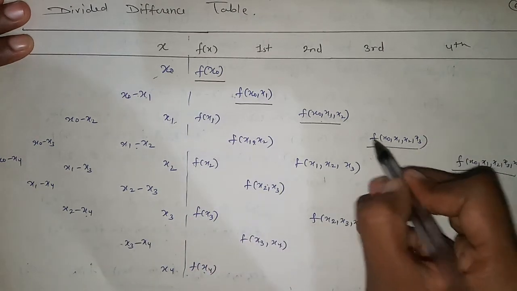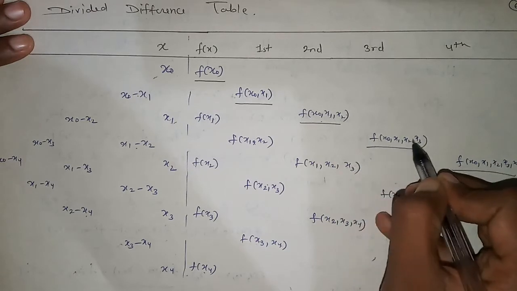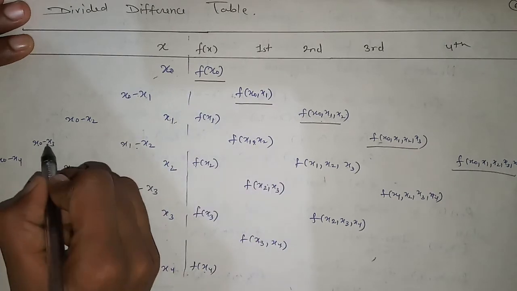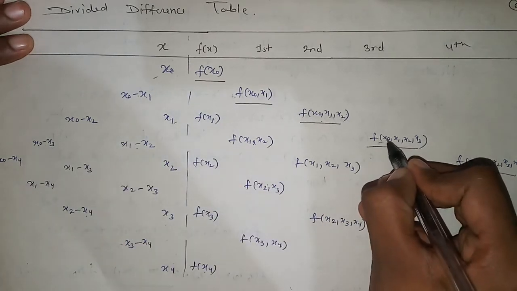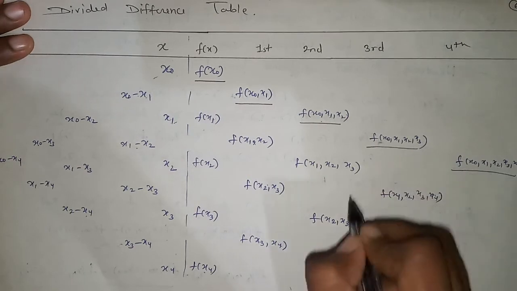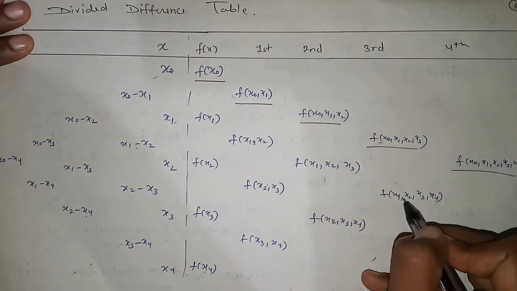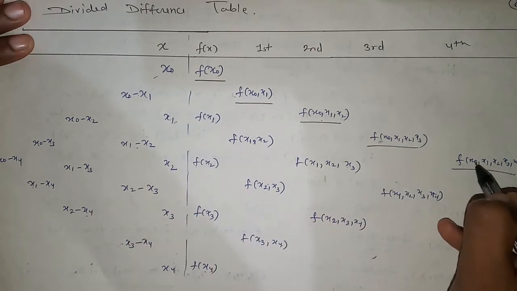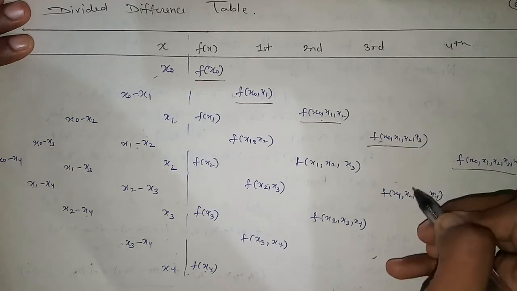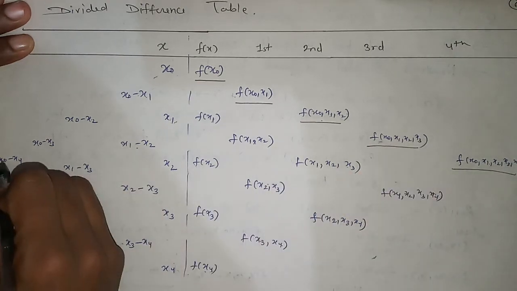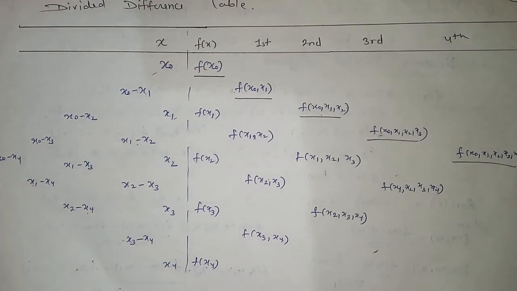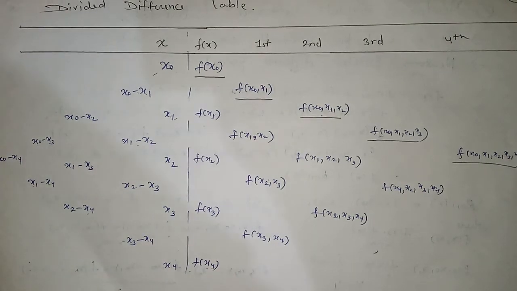Now for the third one, not 1, 2, 3, the difference of these two, divided by x0 minus x3, or you can see easily from here also. Now 1, 2, 3, 4: f(x1, x2, x3, x4) divided by x1 minus x4. For the last one, not 1, 2, 3, 4, the difference of these two values divided by x0 minus x4. So this is the table for Newton's divided difference. Now we will solve one question to understand this table more easily.